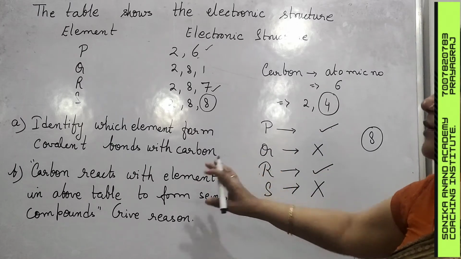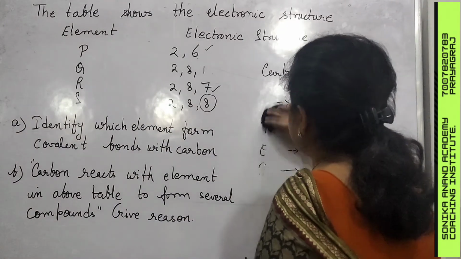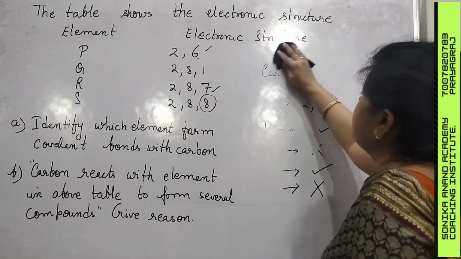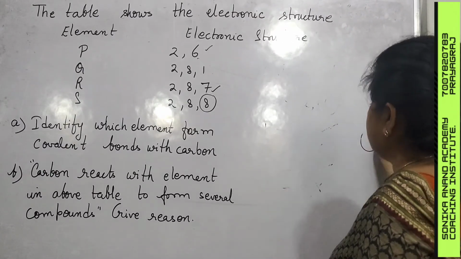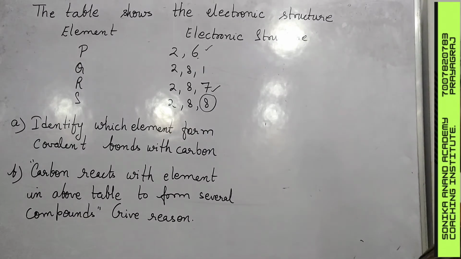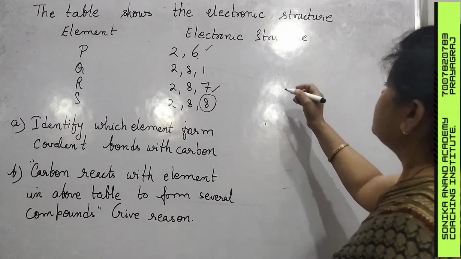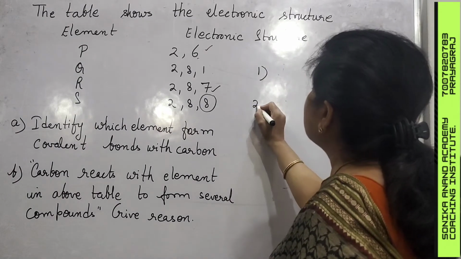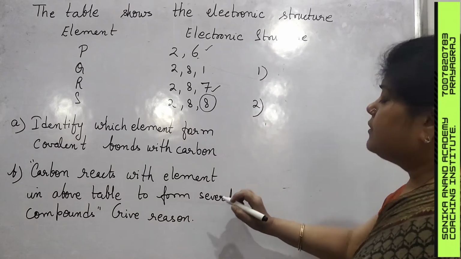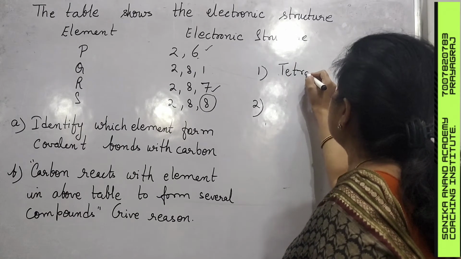Okay. Now, the second part of the question: the carbon reacts with elements in the above table to form several compounds. That means carbon has a property to form several compounds. Give reasons. That means this is a theoretical question and we have to answer why the carbon is able to form a lot of compounds. So there are 2 reasons why the carbon can form several compounds. Number 1, tetravalency of the carbon.